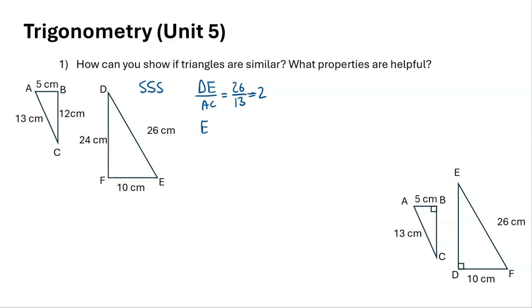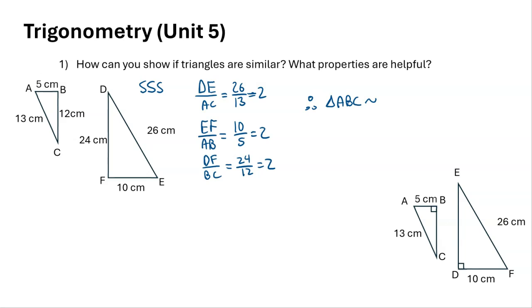So EF over AB, the bigger side over the smaller side, just so that we get a number bigger than 1 as our ratio. And so that's 10 over 5, that gives us 2. And I'm going to do the same thing yet again with sides DF and BC. DF is 24, BC is 12, and that again has a ratio of 2. Because all those ratios are the same, that means those two triangles are similar.